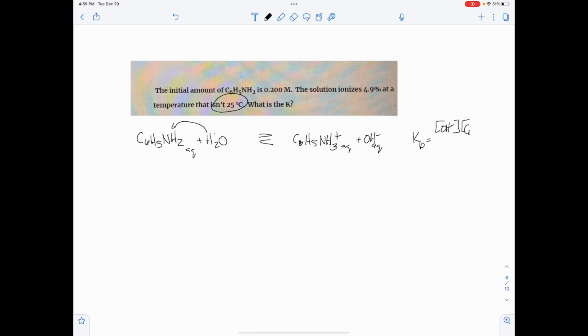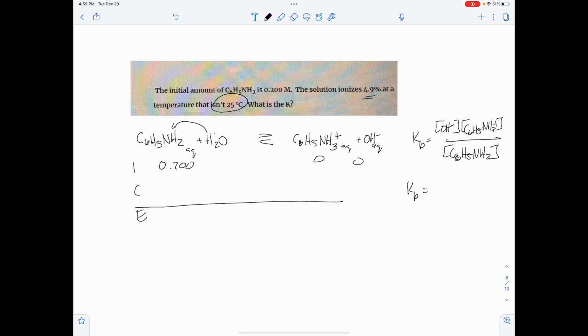So OH minus times C6H5NH3 plus over C6H5NH2. So Kb equals, and we're going to have to actually figure it out. So it says it ionizes at this much percent. And so what that means is we have 0.200, this is 0 and 0, ICE, minus X, X, X. So 0.200 minus X, X, X.